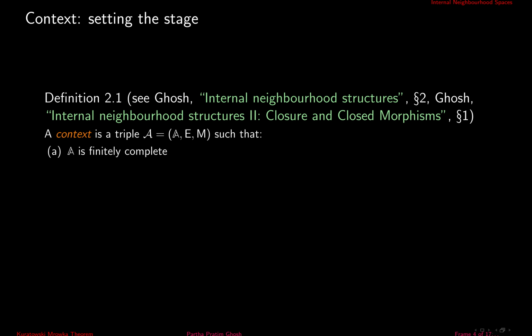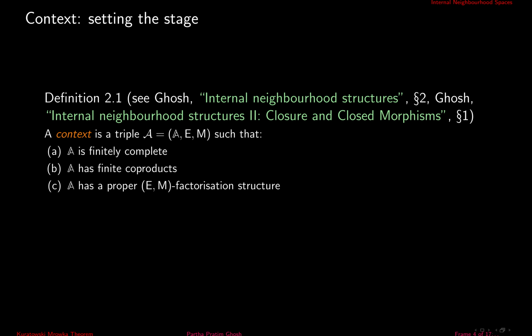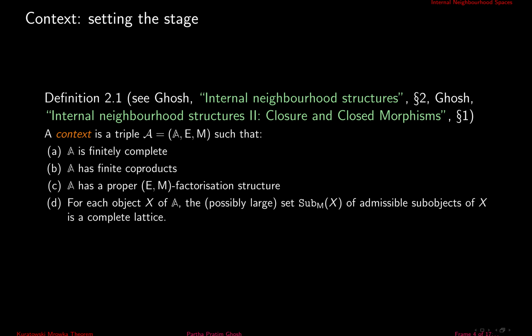The first notion that needs to be introduced in this approach is a triplet consisting of a category and two sets of morphisms, where the category A is finitely complete, has finite coproducts, has a proper factorization structure, and for each object, the M subobjects of an object make a complete lattice.